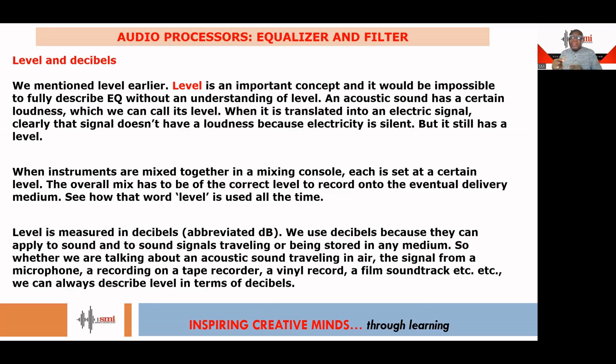We use decibels because they can apply to sound and to sound signals, whether traveling or being stored in a medium. So whether we are talking about acoustic sound traveling in the air, the signal from a microphone, or a recording on a tape or film track, we can always describe level in terms of what? In terms of decibels. So these are the two parameters that are very important in equalization: there must be a level and there must be some frequency.